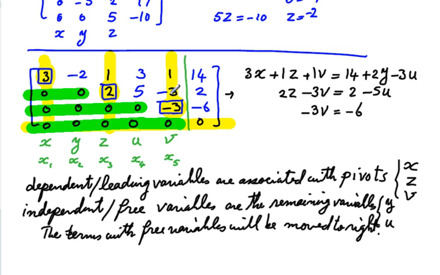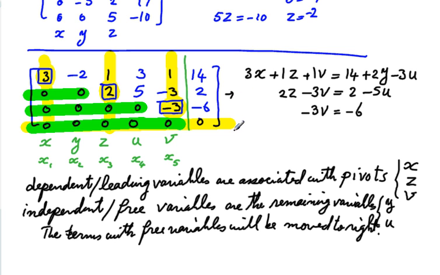Here, 2 and 3 are going to stay put. This is 2z minus 3v. They stay put. 5u, I moved it to the right. If you wish, you can write it underneath that to make it look nicer. This was minus 3v. This is a pivot, stays, and the numbers on the right hand side stay anyway.